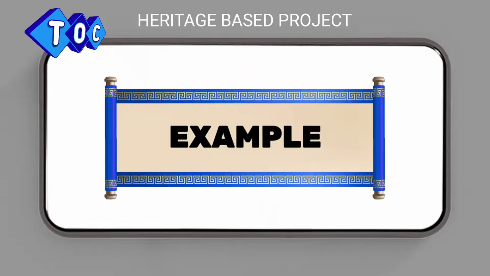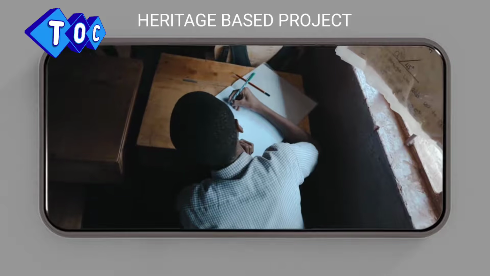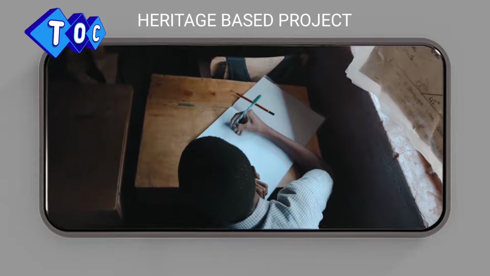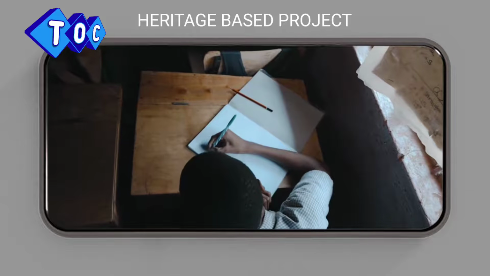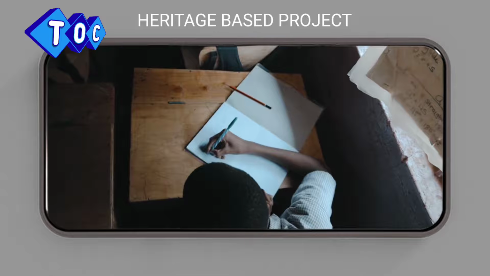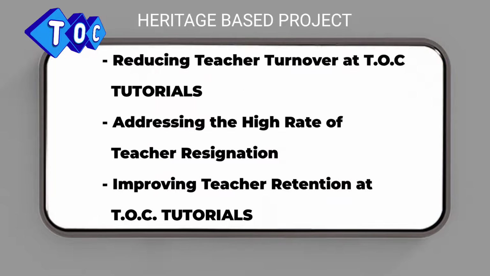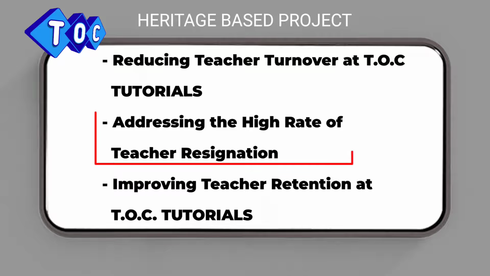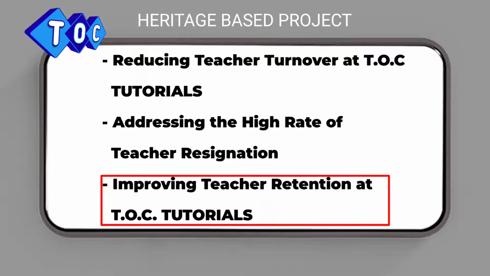Now let's have an example to make the concept easy to understand. Let's assume you identified high labor turnover of teachers at T.O.C Tutorials. The following is a list of project titles that you can come up with. 1. Reducing teacher turnover at T.O.C Tutorials. 2. Addressing the high rate of teacher resignation at T.O.C Tutorials. 3. Improving teacher retention at T.O.C Tutorials.